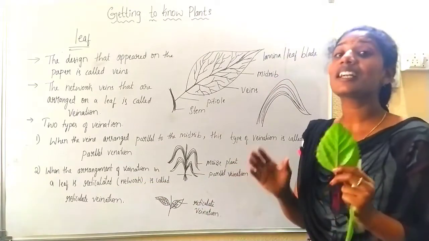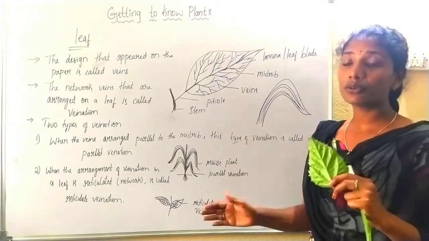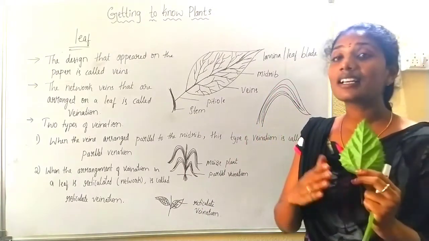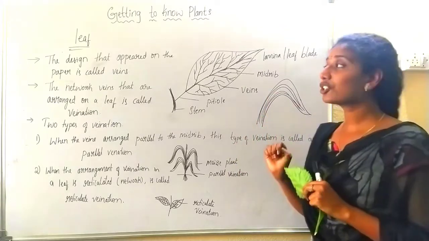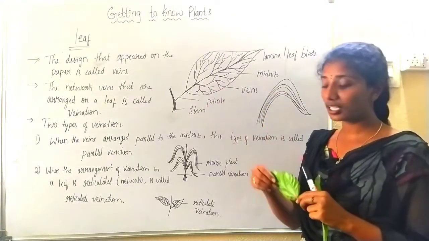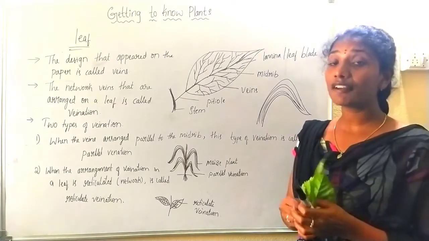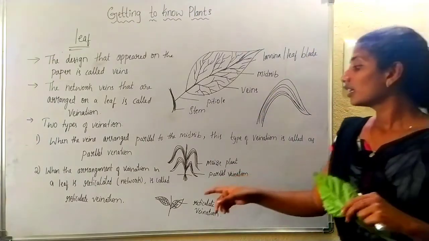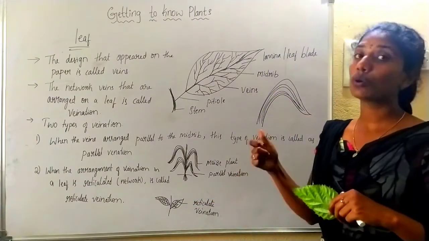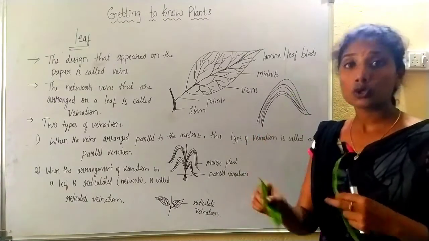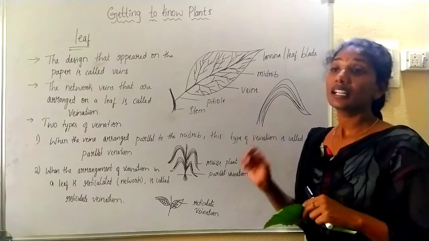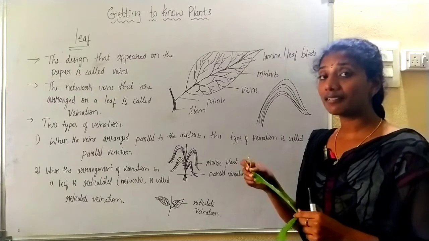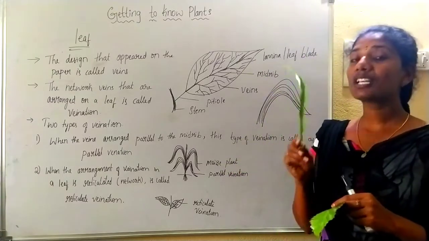Reticulate means a network. When we find the venation in a plant is like a network, such type of venation we call reticulate venation. Students, are you now able to identify parallel venated plants and reticulate venated plants? Examples of reticulate venation are tomato, cucumber, hibiscus, rose plant. Generally, parallel venation we can see in grass plants.